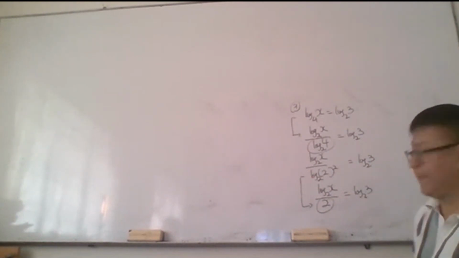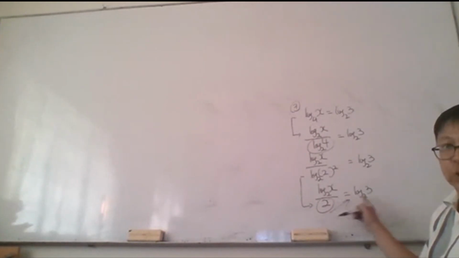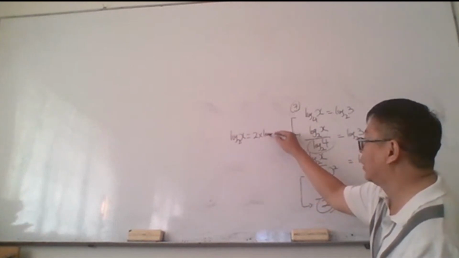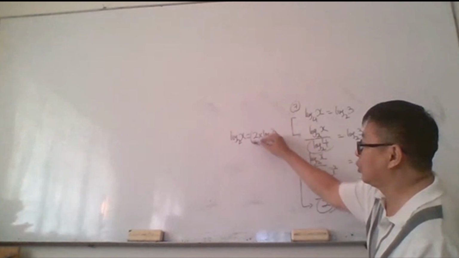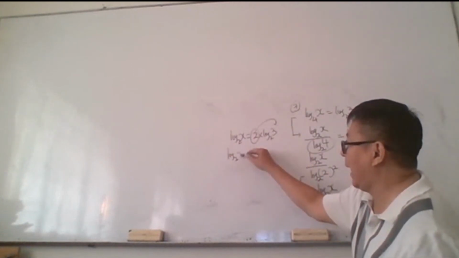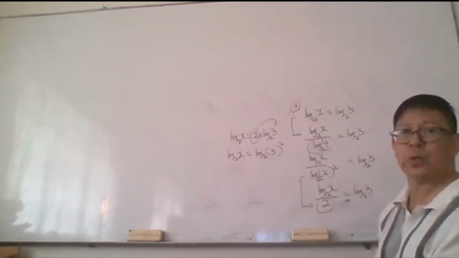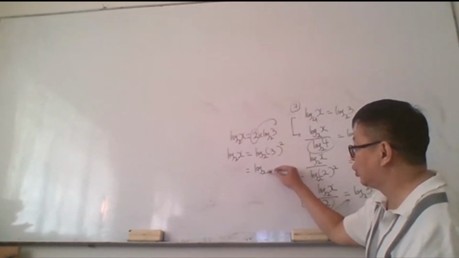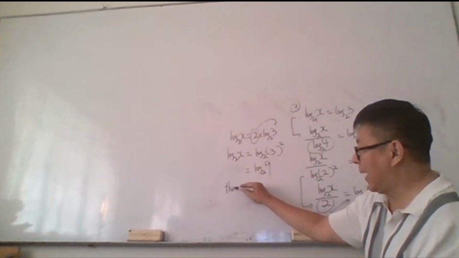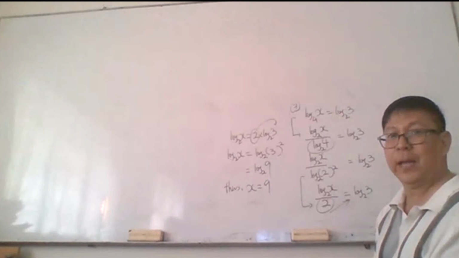So the next step, I will cross multiply. This denominator goes to the other side, so my log_2 x will be 2 times log_2 3. And this 2 will come to the power. So log_2 x will be log_2 3 squared. This is log_2 9. And by comparison, my answer is definitely 9. Okay?